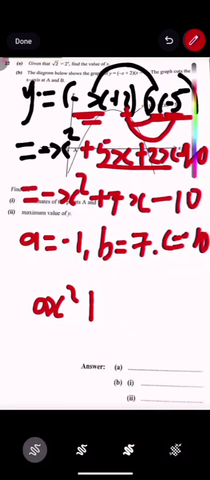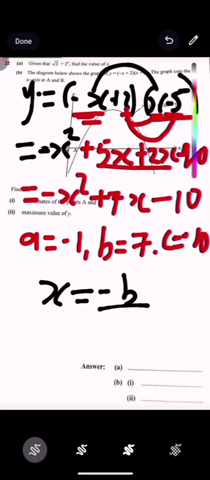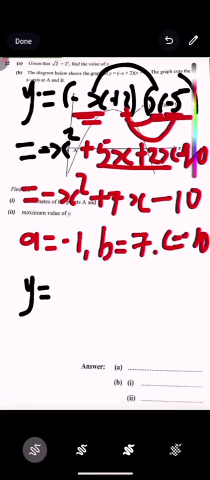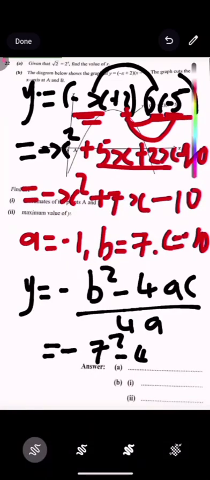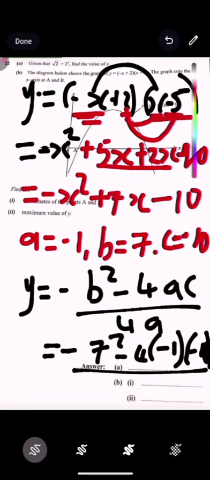Now, from here, we just have to use the formula. There are two formulas. The first one is called equation of axis of symmetry, which is like this. The second one is called maximum point or minimum point, right? So it says y is equal to negative b squared minus 4ac over 4a. Okay, so it's negative b squared, 7 squared, minus 4, a is -1, c is -10, over 4 times -1, right? This one you can solve.